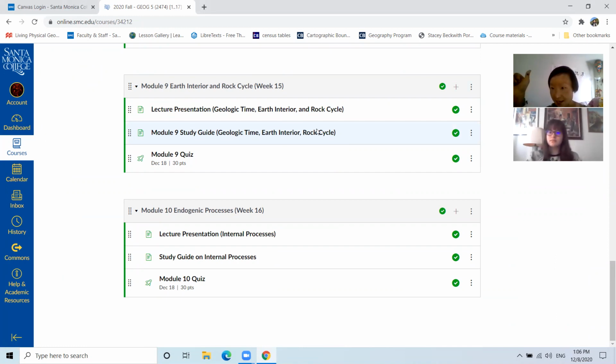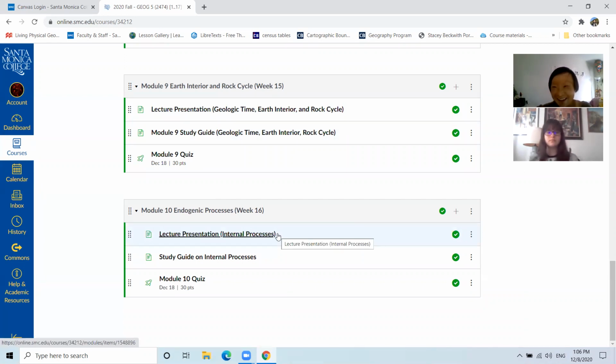Number one, attend the next 3 meetings. I think that's the most efficient way to learn. And also go over the 2 lecture presentations. One is about geologic time, Earth interior, and rock cycle. That will be today and maybe part of Thursday. And the next one, internal processes, plate tectonics, volcanoes, earthquakes. That will be next Thursday and the following week, the Tuesday.